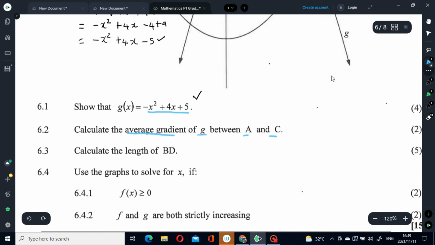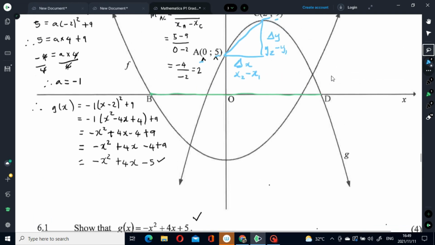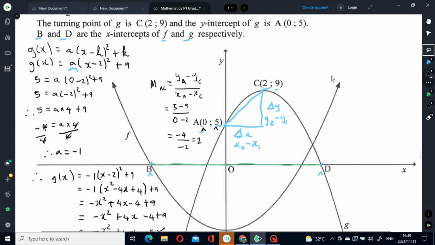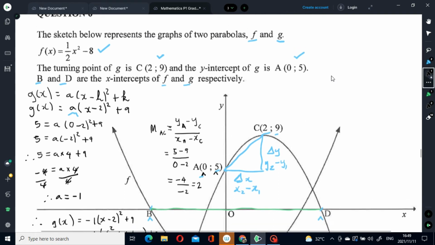So let's move along to 6.3. Calculate the length of BD. The length is that green line that joins the points B and D. So quite clearly it's just a matter of finding the coordinates for B and the coordinates for D, and those are the x-intercepts for the respective graphs. Let's start with the function f of x. Let's find the x-intercepts for f of x.